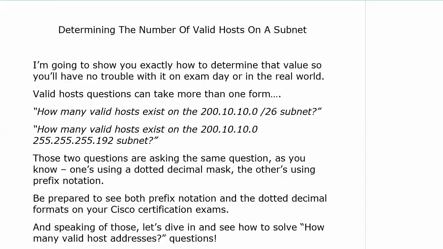Now we're going to see exactly how to determine the number of valid hosts on each one of our subnets. And I'm going to show you exactly how to do this, and it is lightning fast. You will have no trouble with this on exam day or in the real world.